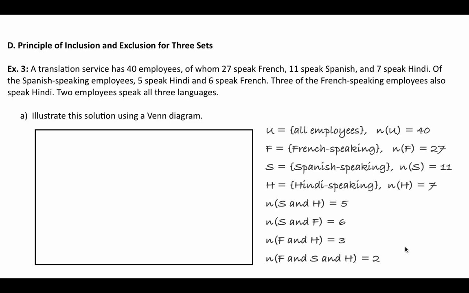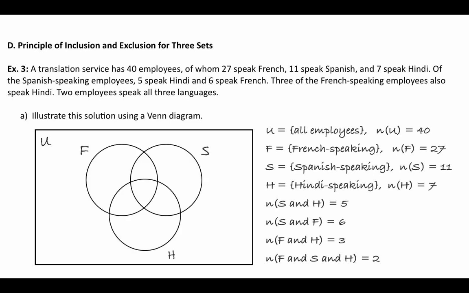Okay, so let's draw our circles. Here's the universal set. It's inside a box, and there's our 3 circles. Again, the upper left represents the French-speaking employees, the upper right indicates the Spanish-speaking employees, and the lower circle, the Hindi-speaking employees. Principle is still the same. Start in the center and work your way out.